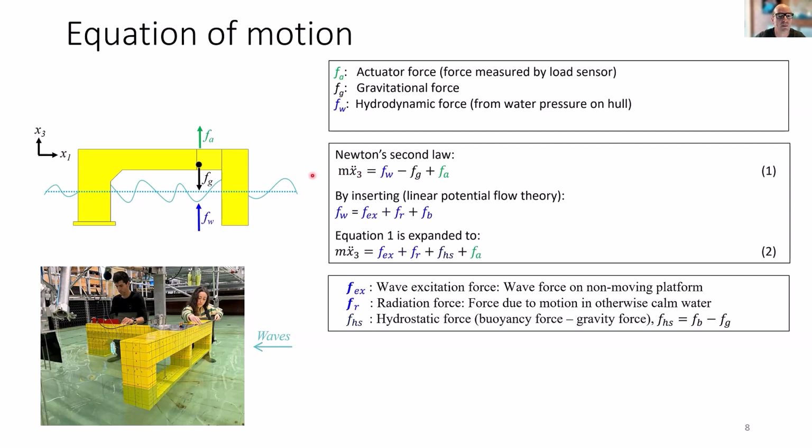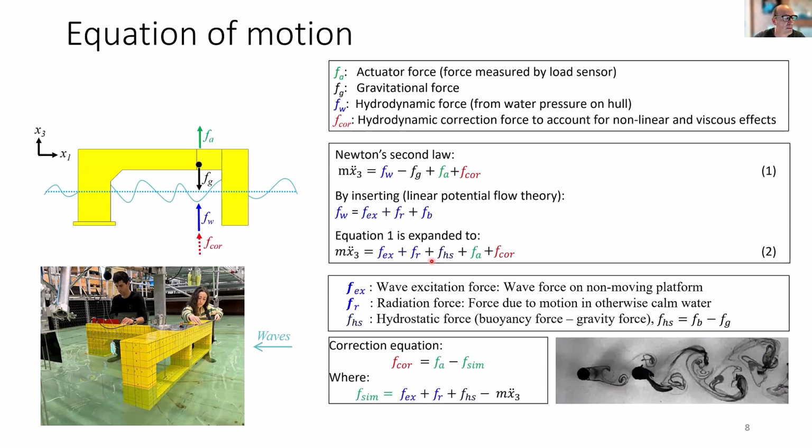Using the formulation from linear potential flow theory, the forces are split up in contributions from wave excitation, wave radiation, and hydrostatics. But as I said, this formulation is not completely correct. So when we do simulations, we get a slightly different force compared to what we measure with the actuator. So we introduce a correction to account for nonlinear and viscous effects. When we put that into the equation, we simply add that up. In this way, when we solve the equations, all these special effects are accounted for in a very simple way.